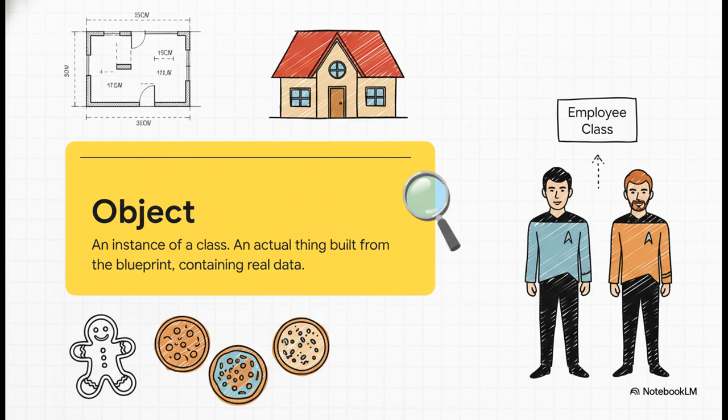It's a real, tangible instance of that class. The class is the cookie cutter. The object is the actual cookie. McCoy is one object. Kirk is another object. Each one is a unique creation stamped out from that same employee blueprint.